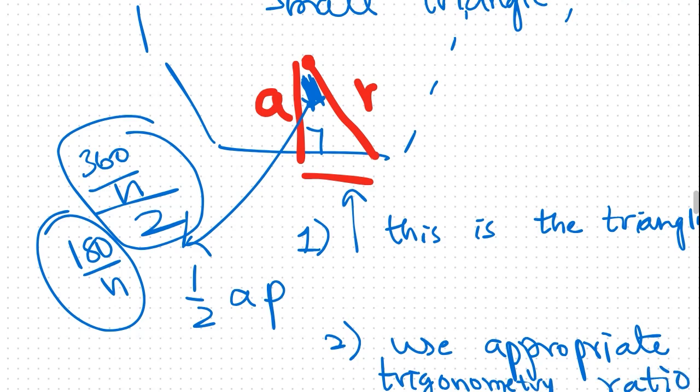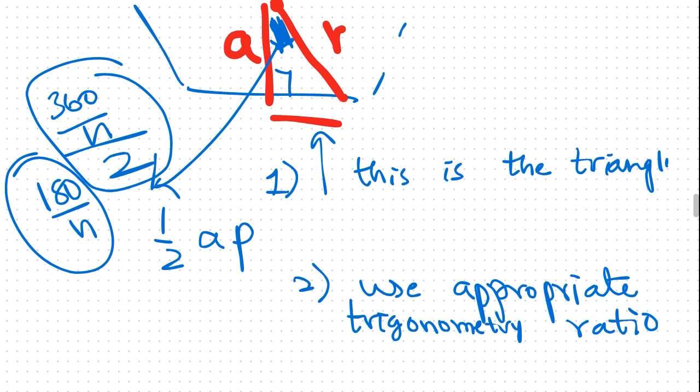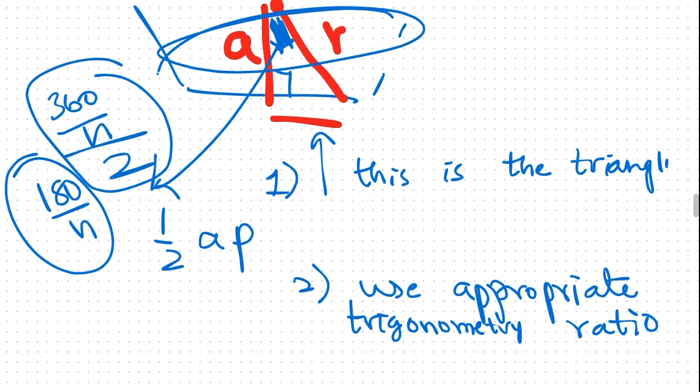Whether it is sine or tan, to involve a, r and this side, depending on what data is given. If the radius is given and you are trying to find the apothem, which ratio do we need to use? The angle is 180 divided by n. Sine, cos or tan? To find a, if you want to involve a and r.